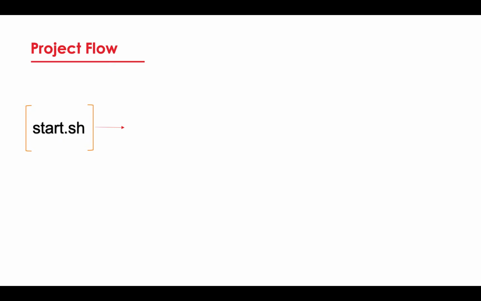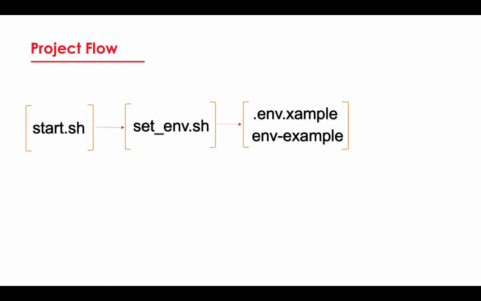Then we will create another bash file in the Laradock folder, which is called set environment. From the name you also know that we will set the environment, like db name, host name, username, password in the file, and this file will also copy the .env.example file to .env and set the variables in it. The last bash file will start docker-compose and php artisan migrate.